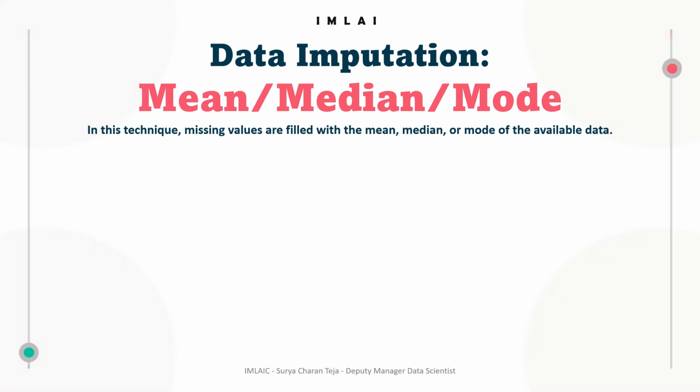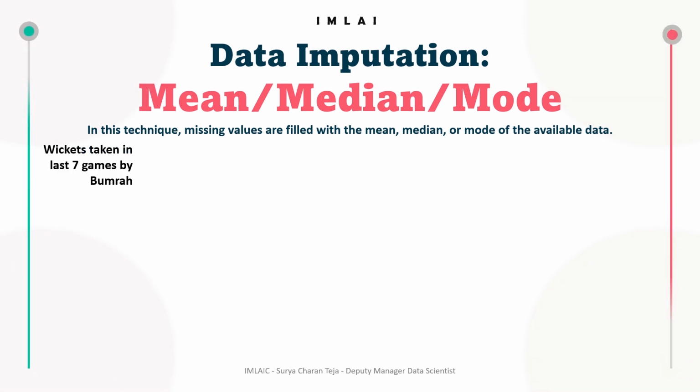If you want to understand this well, first you need to understand what is mean, what is median, and what is mode. To understand this well, I just want to take you through a small example. Let's consider this problem statement. We have a data set which consists of the number of wickets taken by Bumrah in the last 7 games, and these are the data points for the respective games.